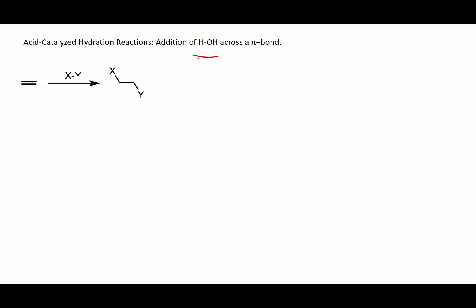So if we take our standard electrophilic addition reaction, remember adding XY across this pi bond. For an acid-catalyzed hydration, we're adding H and OH. We're adding water across. This requires an acid catalyst.